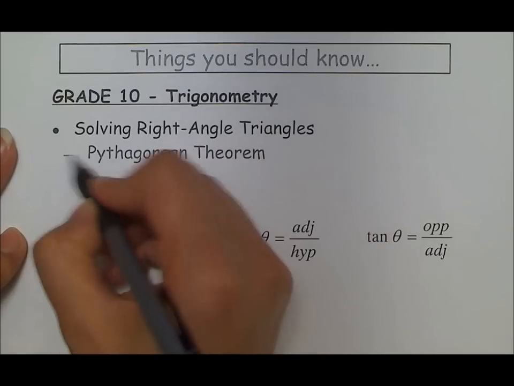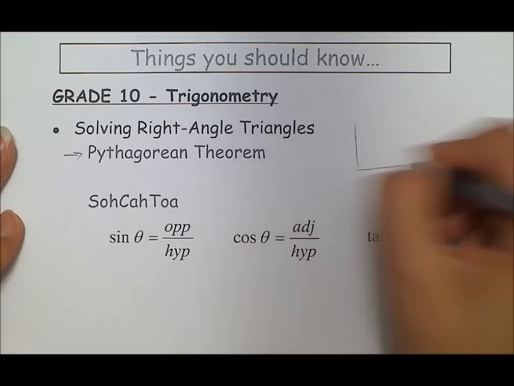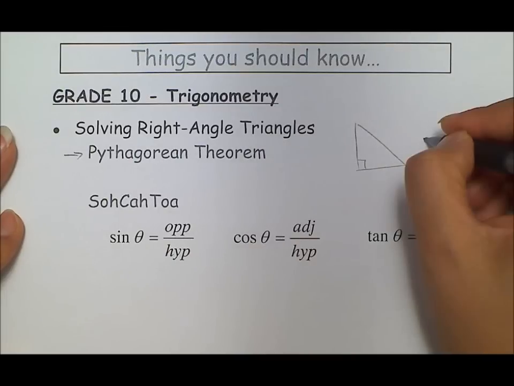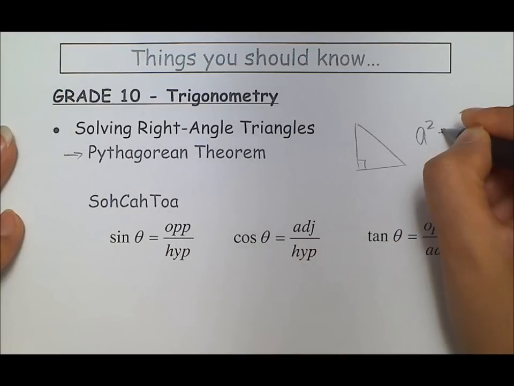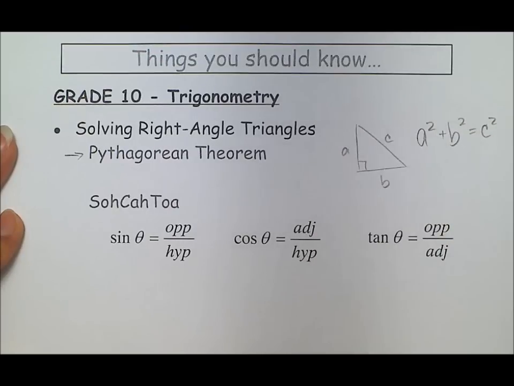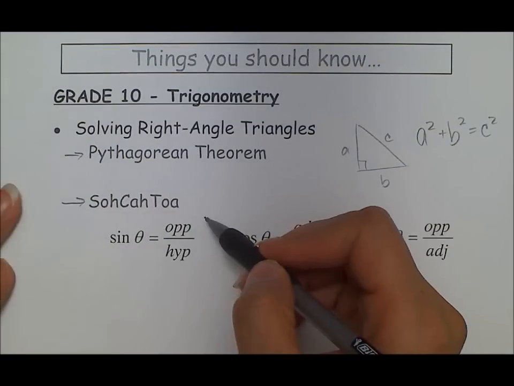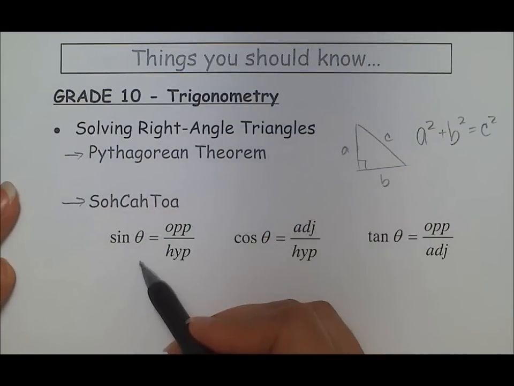Either the Pythagorean theorem. So we looked at when you have a right angle triangle, you know that a squared plus b squared equals c squared, and c was the longer side and a and b were the two shorter sides. Or you looked at SOHCAHTOA, which was just an acronym for the ratios that you look at for sine, cosine, and tangent.